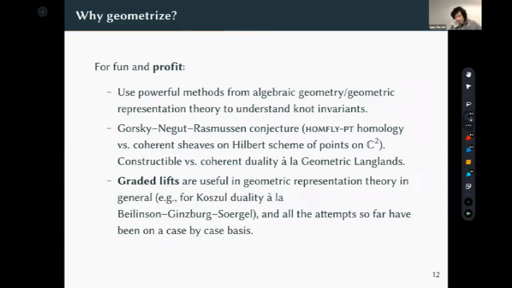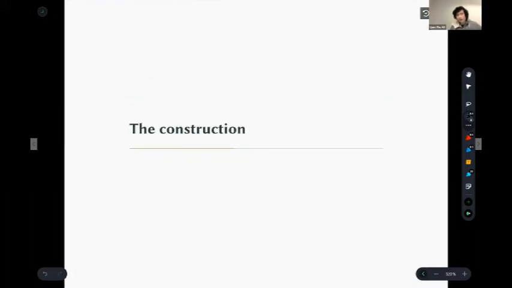But all the attempts so far have been on a case-by-case basis. And as I said earlier, it doesn't have all the functoriality that we like. So it's nice to have a way to construct graded lifts uniformly, essentially for all stacks. And we can use that to attack these various problems. Okay, so here's the construction of graded lifts.